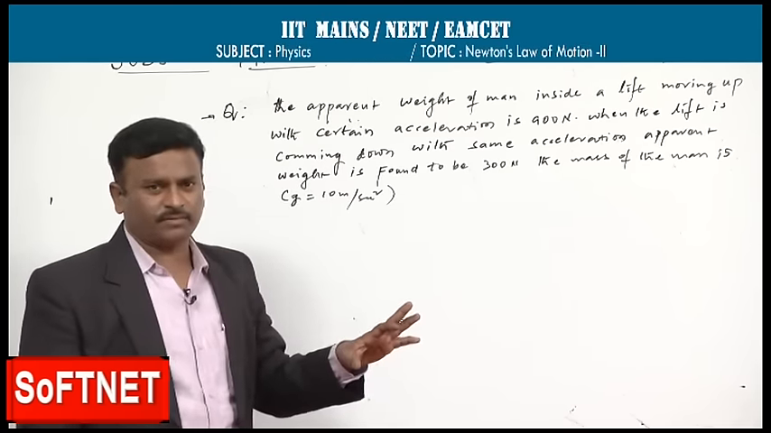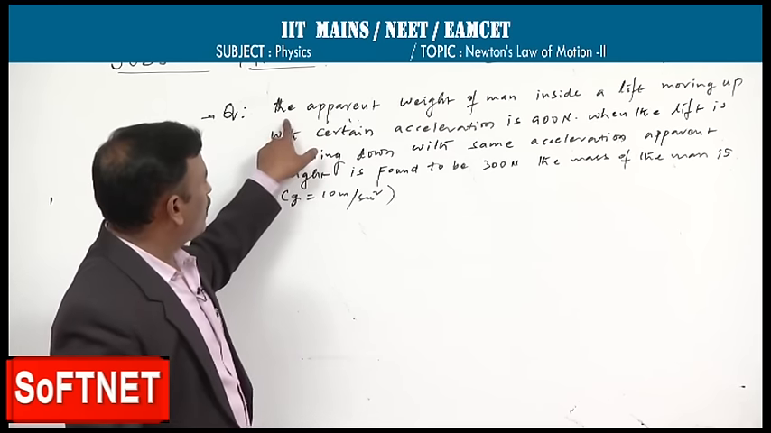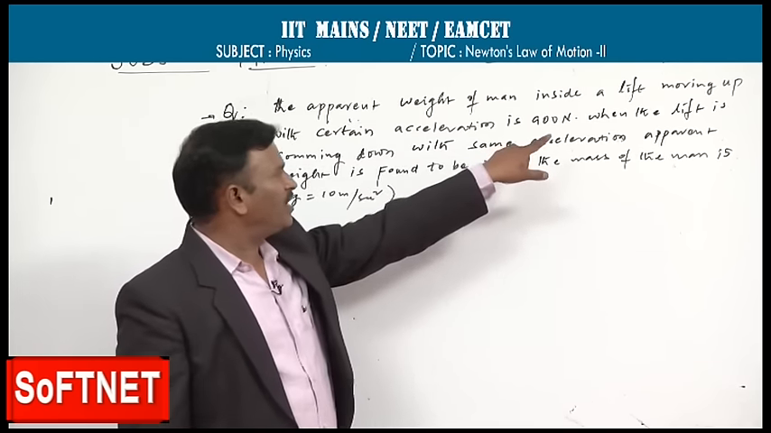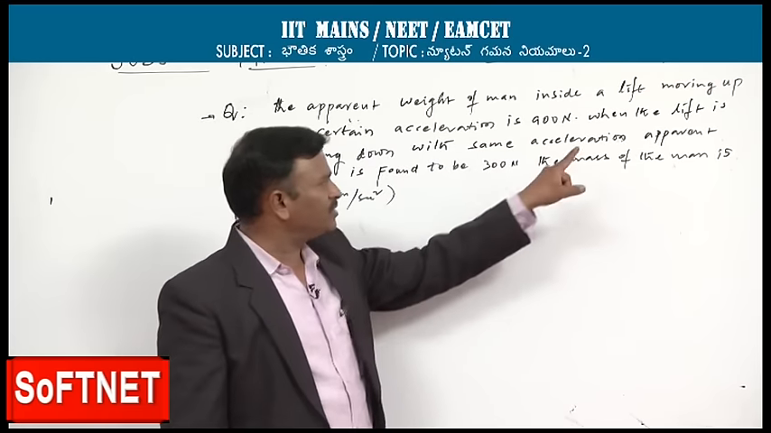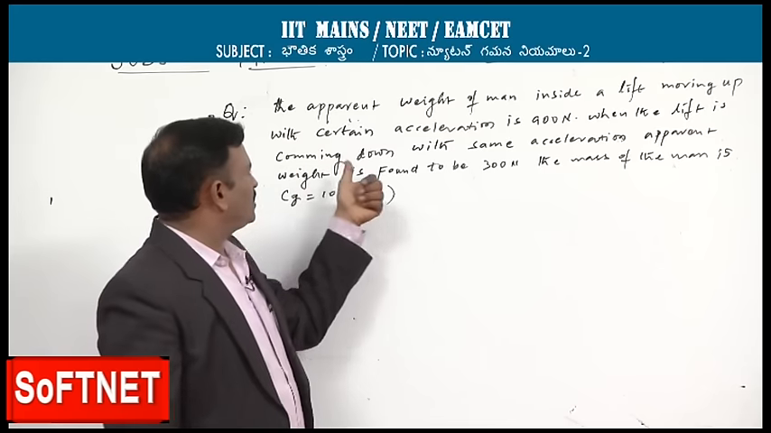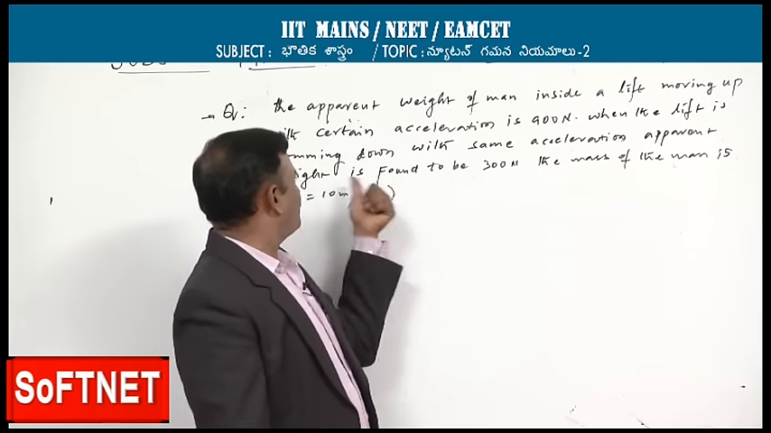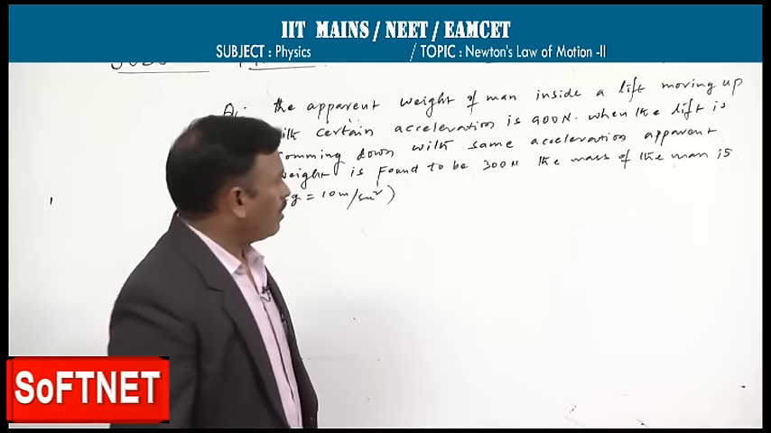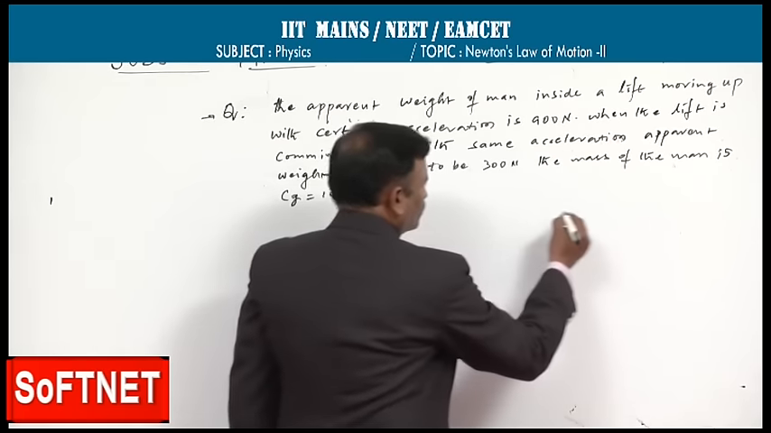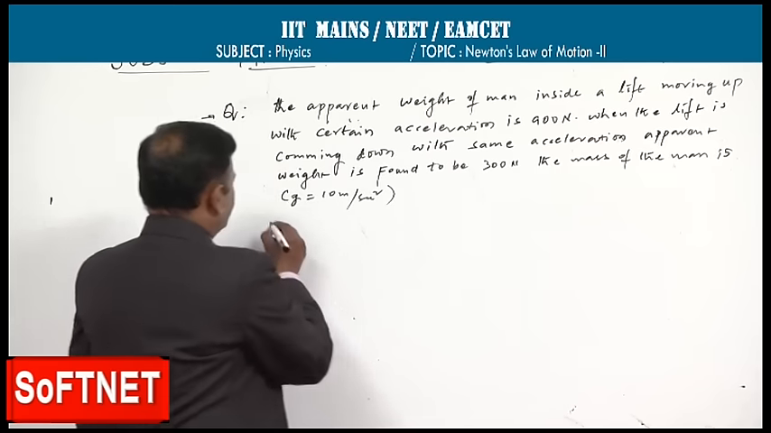Again I am repeating: the apparent weight of a man inside a lift moving up with a certain acceleration is 900 newtons. When the lift is coming down with the same acceleration, the apparent weight is found to be 300 newtons. Then what might be the mass of the man? That is the question. Let us see.